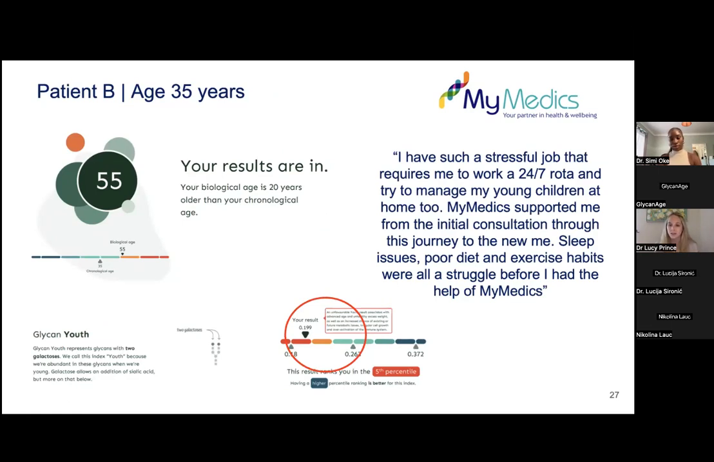Very stressful job, and lots of night shifts during her rota. She was young, optimizing her nutrition and exercising. So I don't think it's an overstatement to say that she was devastated. She was really, really upset with this score: 20 years older than her chronological age. So we addressed a number of factors, but predominantly focusing on the glycan youth indices.